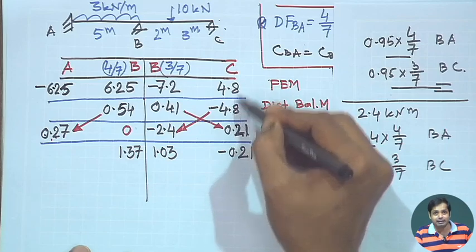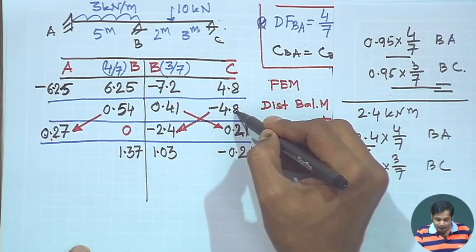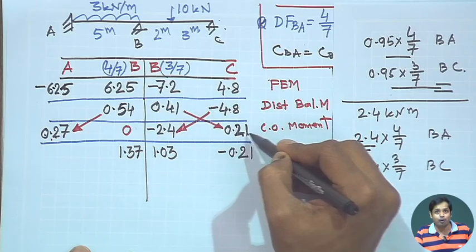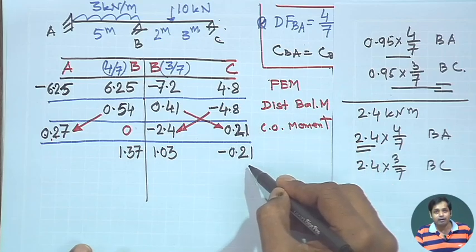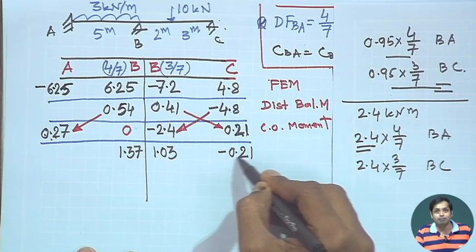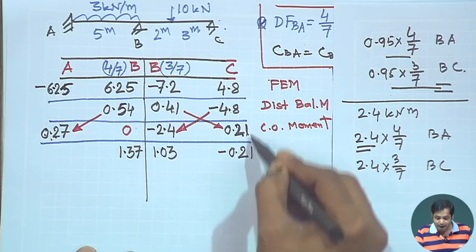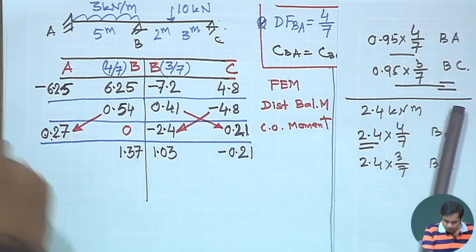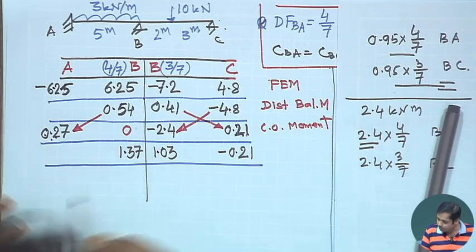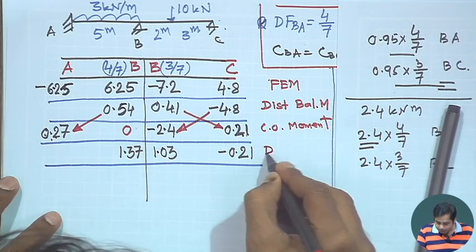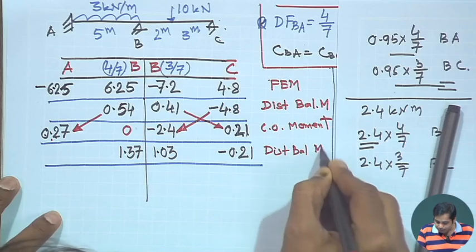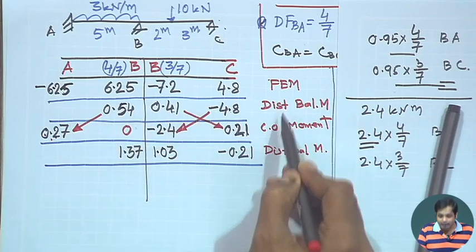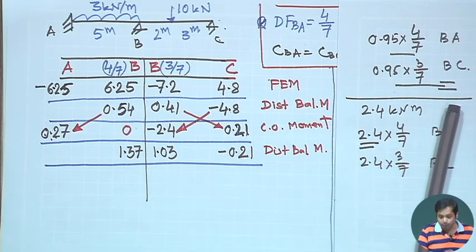So, the equilibrium at point C is satisfied. But again, because of the balancing moment at B, we have some carried over moment of 0.21 at C, and that carried over moment again we need to balance. So, now we apply a minus 0.21 balancing moment at C, and again the equilibrium will be satisfied. Okay. So, this is the distributed balancing moment, and again you can draw this. Okay.